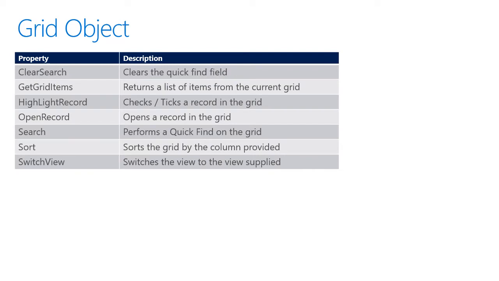The grid object represents what we would call in Dynamics a view. We have options such as clear search, get grid items, highlight a record, opening a record, searching for records, sorting records, and switching views.